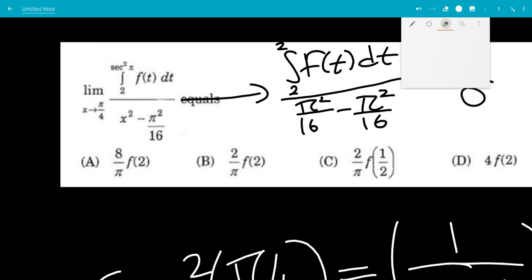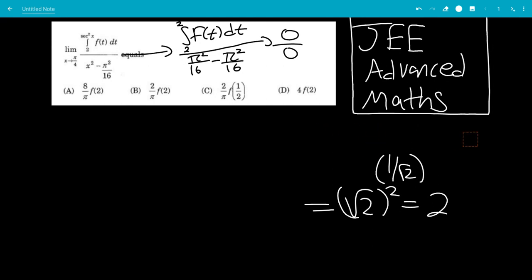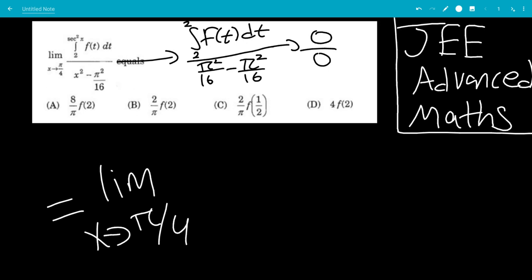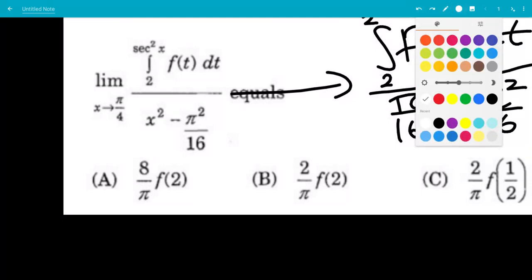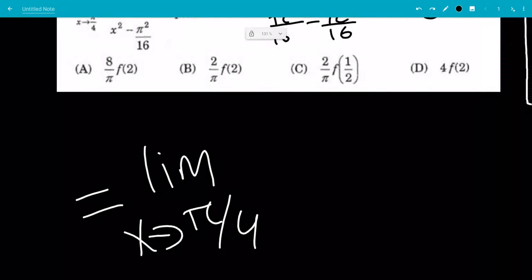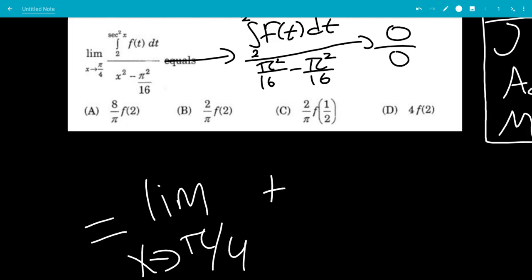So now we're going to take L'Hopital's rule, or derivative over derivative. So now we have the limit as x goes to pi over 4. We take secant squared, we put it into f of t, so into the parameter, and then we take the derivative of the inside. So that will leave us with, let's see, f of t.